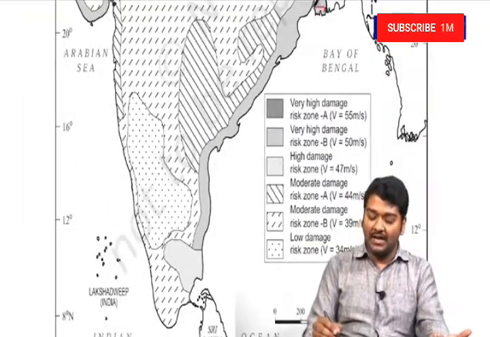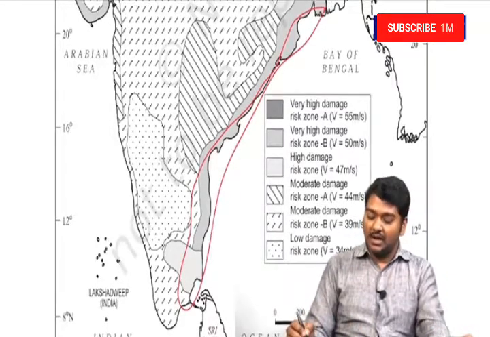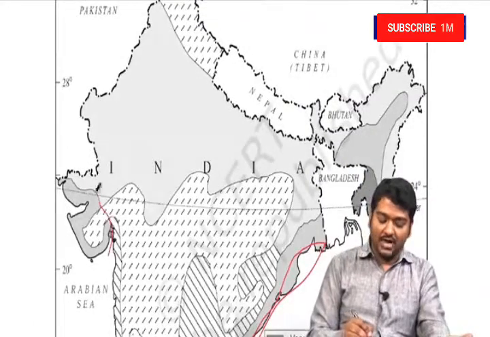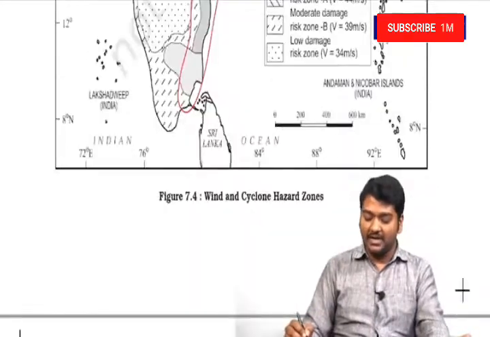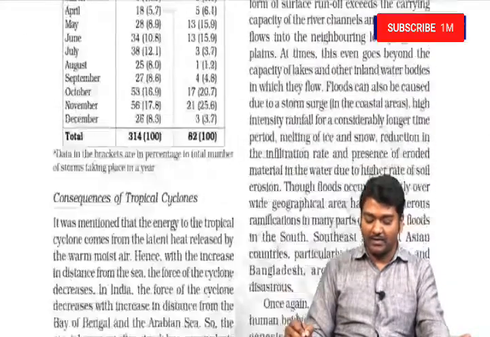Can you see, the very high risk zone is the east coast and some parts of Gujarat, and not other areas, right? So this is very, very important for me. Low damage is in the internal part, which will not be affected because of the cyclone.